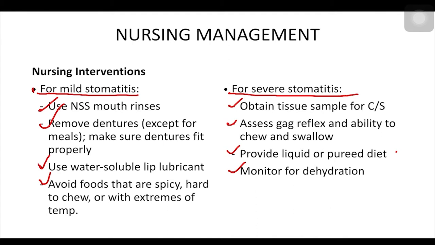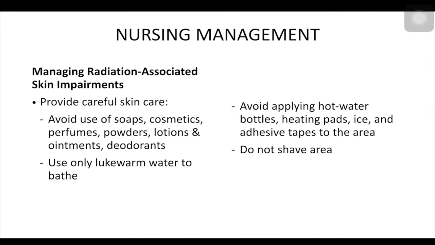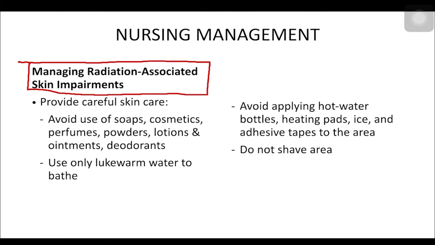Next one. We talked about chemotherapy in passing. Managing radiation-associated impairments. Okay, so provide careful skin care. So avoid use of soap, cosmetics, perfumes, powders, lotions, ointments, and deodorants. Usually for people who have undergone radiation-associated skin impairment, chemicals react to chemicals. Just remember that, okay? So when the patient has undergone radiation therapy, let's ask the patient to avoid using soap, cosmetics, perfumes, powders, and ointments or deodorants that may react to the radiation therapy.